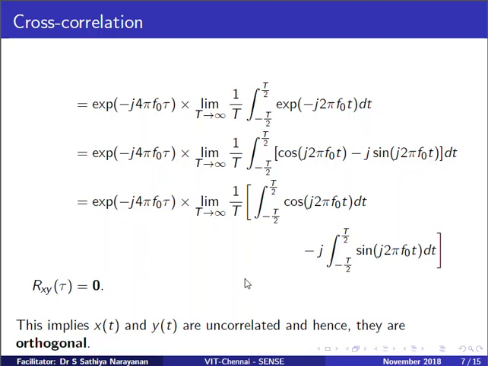Therefore, to verify whether two signals are orthogonal, the first step is to evaluate the cross correlation between the two signals. If it is 0, then they are uncorrelated and they are orthogonal to each other.